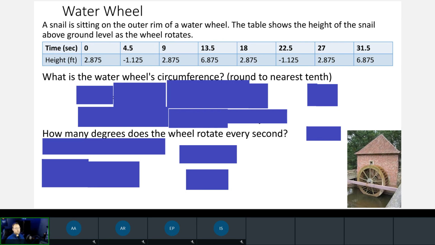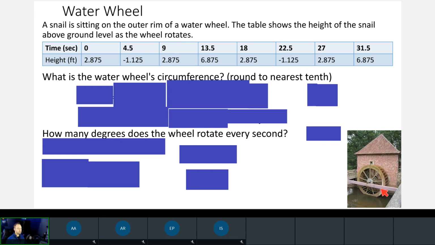Okay, volunteer to read this for us. Come on, there's some good readers here. I'm not one of them. All right, Antonio, I guess you can. Julia, you can do the next one. A snail is sitting on the outer rim of a water wheel. The table shows the height of the snail above ground level as the wheel rotates.